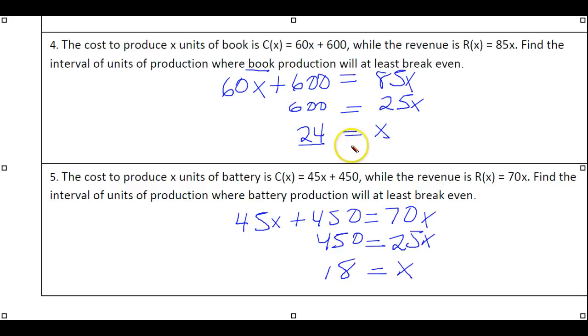Looking at the answers below, they want this in interval notation, all of these. So as you just take 24, and that is included in the set, and then up to infinity. And this would be 18 is your starting point of breaking even, and up to infinity. Infinity is always with a parenthesis.